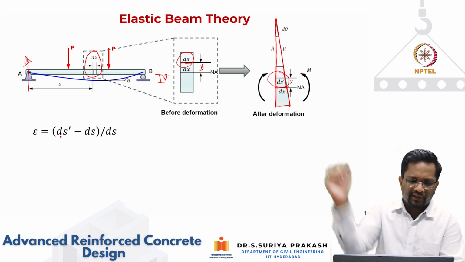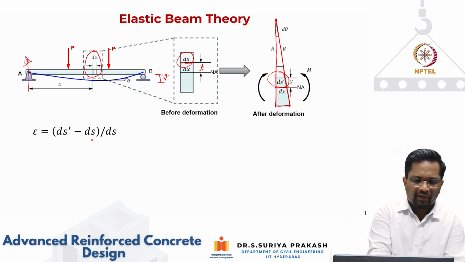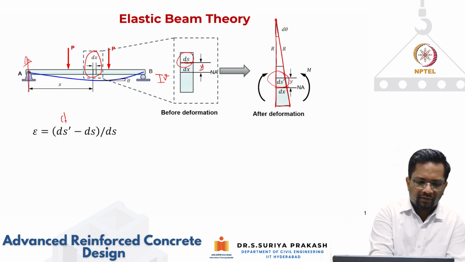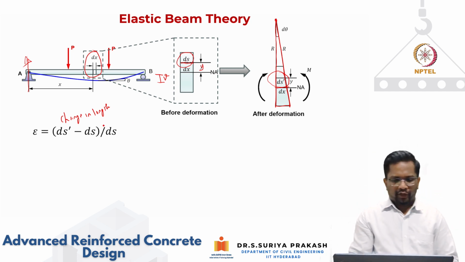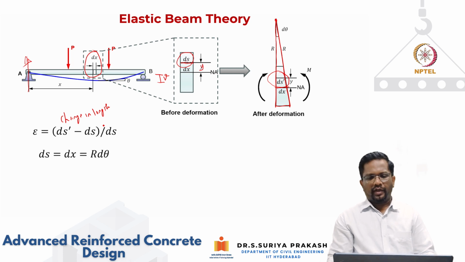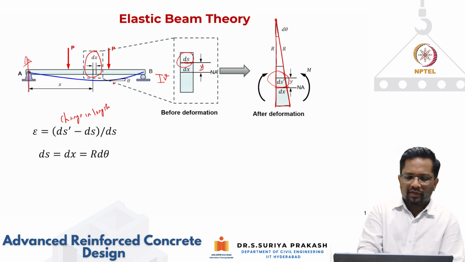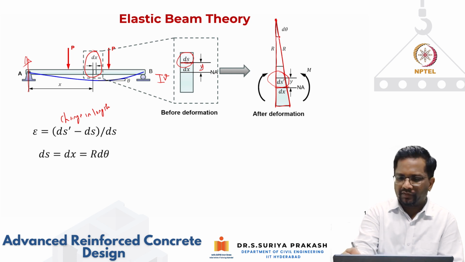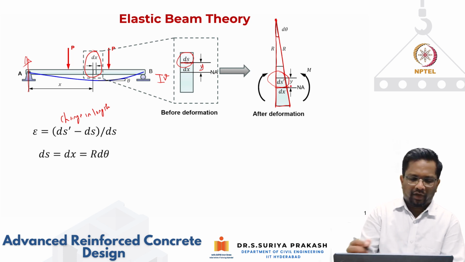So the strain is going to be change in length by original length. We can write that as ds prime minus ds divided by ds, because this is your change in length, right? And this is your original length. So this is the way we write for your strain. And also we can write from your circular bending. If the elemental length has undergone some change in rotation, which is d theta, and we know that the dx can be written in terms of r.